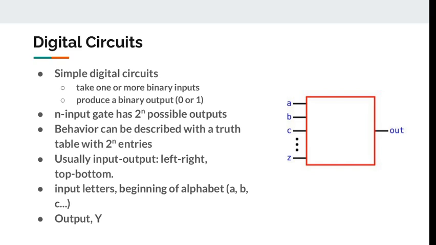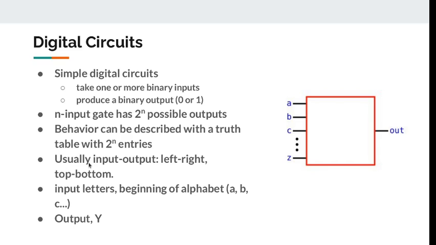And so it transforms the data based on an input. It performs an operation and provides an output. And because we are working with binary, an n-input gate has 2 to the power of n possible input combinations, right? And the behavior of this gate can be described with a truth table of 2 to the power of n entries. We're gonna see that in a bit.